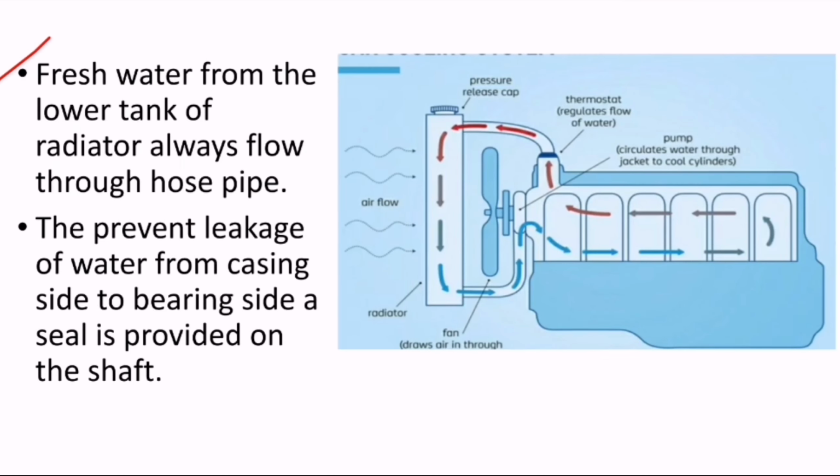Fresh water from the lower tank of the radiator always flows through the hose pipe. This is the lower tank, and it will pass through the hose pipe. This is the hose pipe. They prevent leakage of water from the casing side to the bearing side. A seal is provided on the shaft. So in the pump, a seal is used to prevent the leakage.